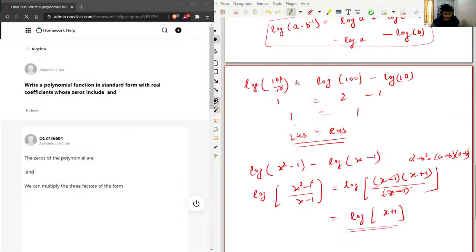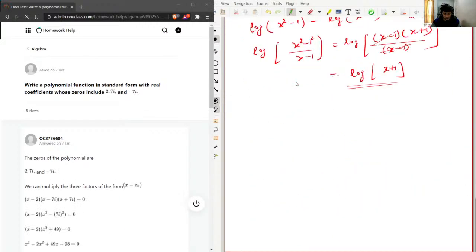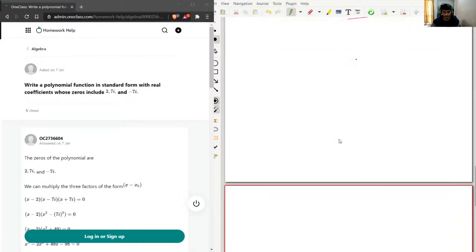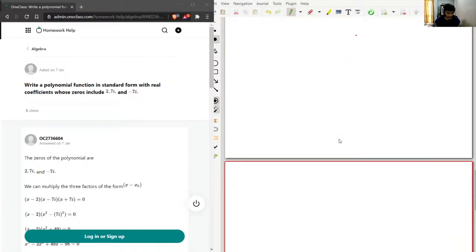This was question 4. This will be, I think, question number 5. Yeah, I'll just add one more page. Yep, so we have another question, that is question number 5. So we need to write a polynomial function in standard form with real coefficients whose zeros include 2, 7i and negative of 7i.